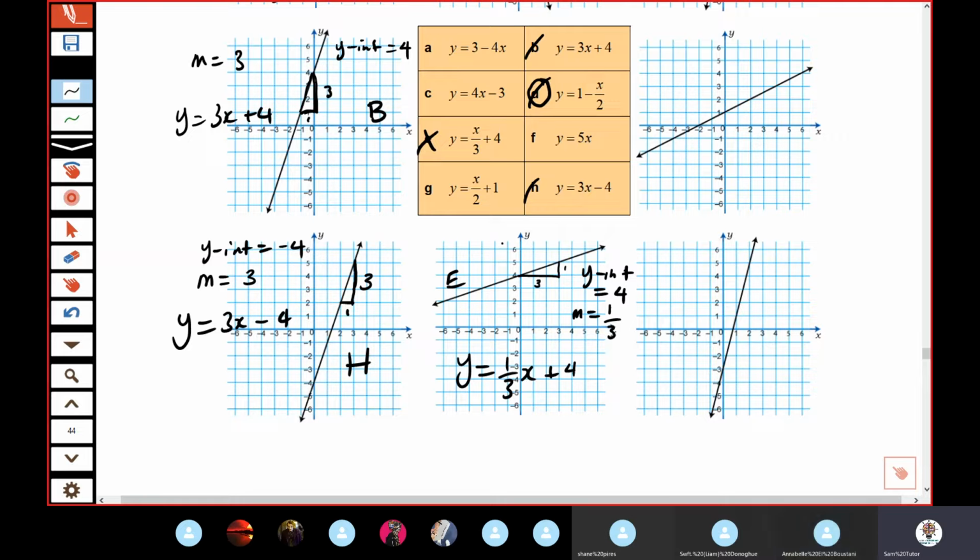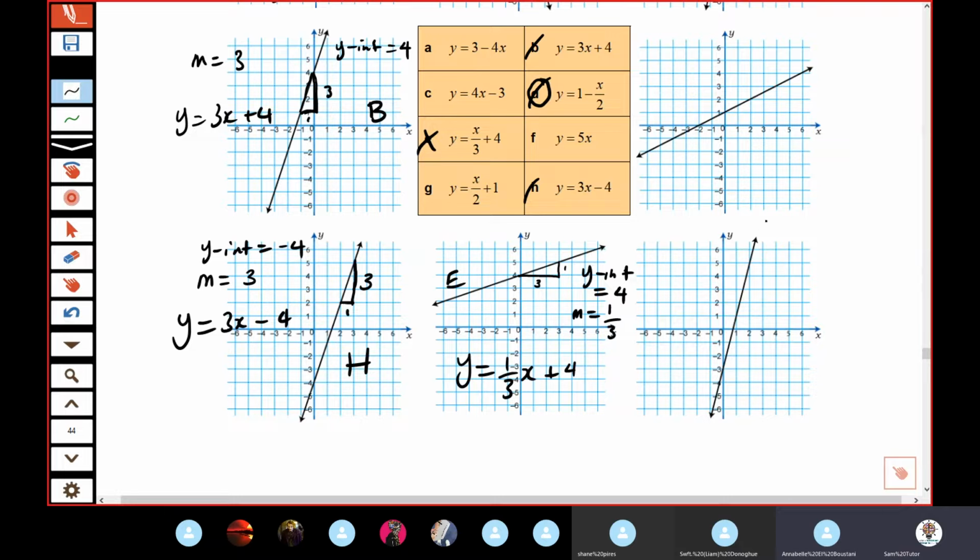Let's try the next one. Annabelle, you back yet? Yeah. Is it working again? Do you see me moving my little pointer here? Yeah, I think so. It comes late, but it's moving. All right, let's try. I'll be patient.